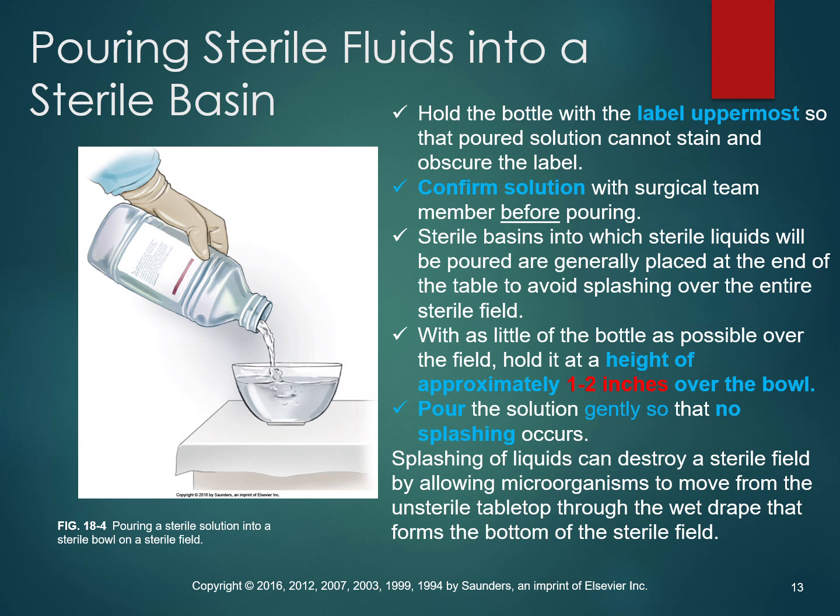before we pour it. Sterile basins into which sterile liquids will be poured are generally placed at the end of the table to avoid splashing over the entire sterile field. And with as little of the bottle as possible over the field, you hold it at a height of about 1 to 2 inches over the bowl, and then pour the solution gently so that no splashing occurs. Why not splashing? Splashing of liquids can destroy a sterile field by allowing the microorganisms to move from the unsterile tabletop through the wet drape that forms the bottom of the sterile field. So we want to be very careful not to splash.